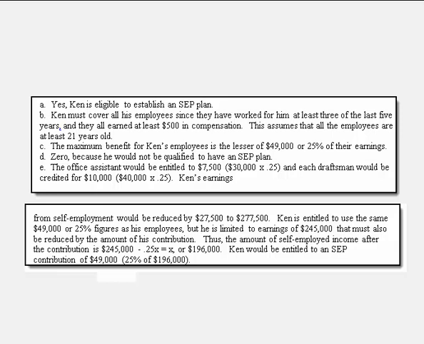Ken is entitled to use the same $49,000 or 25% figures as his employees use, but he's limited to earnings of $245,000 that must also be reduced by the amount of his contribution. For this reason, the amount of self-employed income after contribution is $245,000 minus 25% times X equal to X. So you have to do this little bit of algebra here, and that comes out to be $196,000. Ken would be entitled to an SEP contribution of $49,000, so 25% of $196,000.